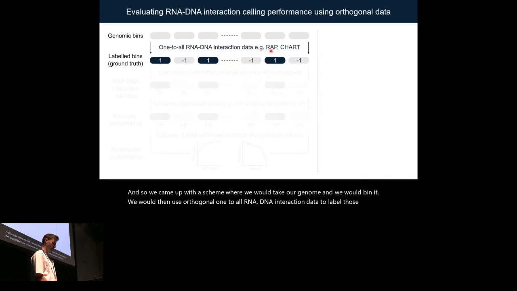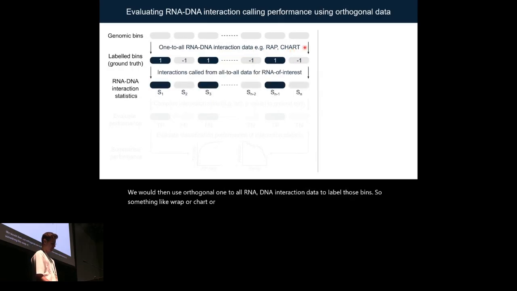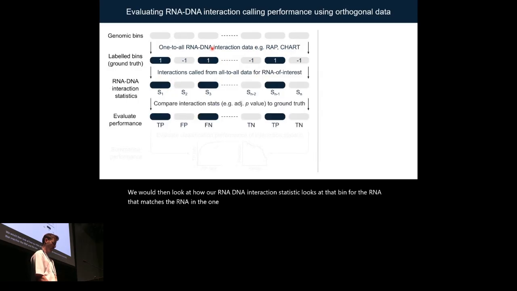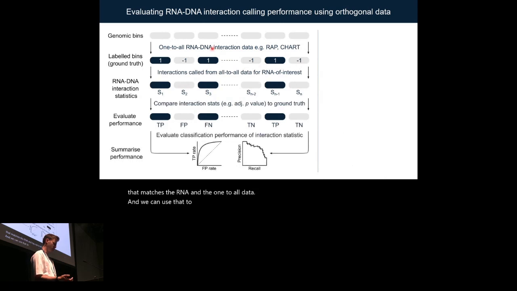So something like wrap or chart or chop. We would then look at how our RNA-DNA interaction statistic looks at that bin for the RNA that matches the RNA in the one-to-all data. And we can use that to evaluate the performance in essentially a classification-based manner.